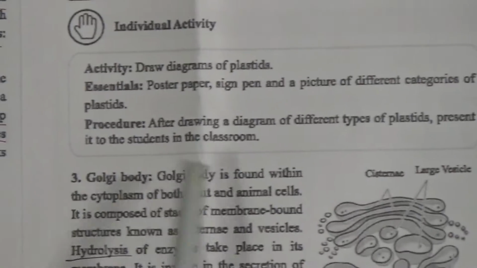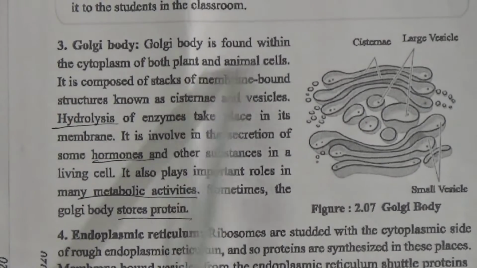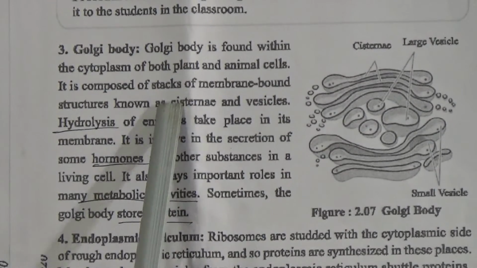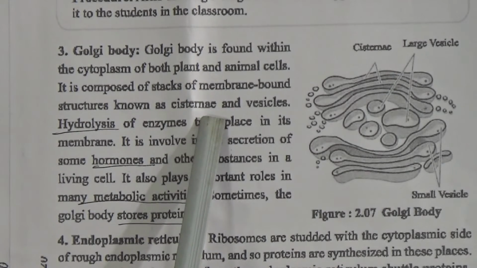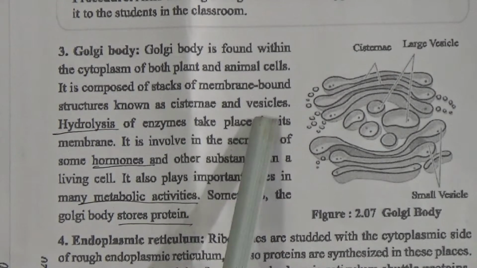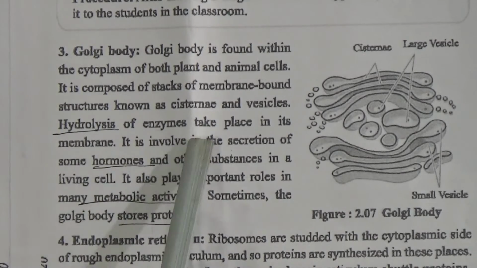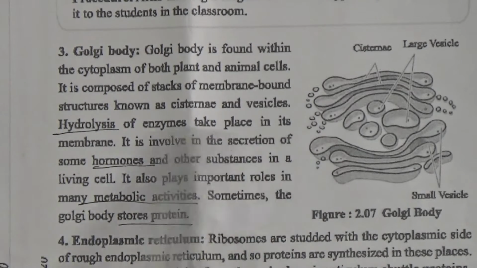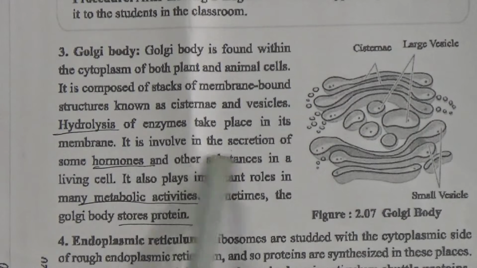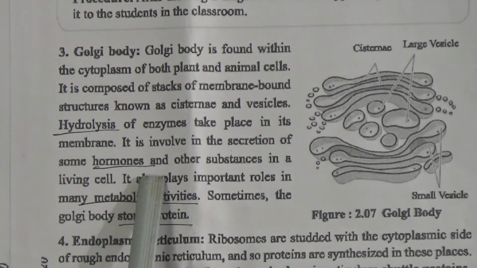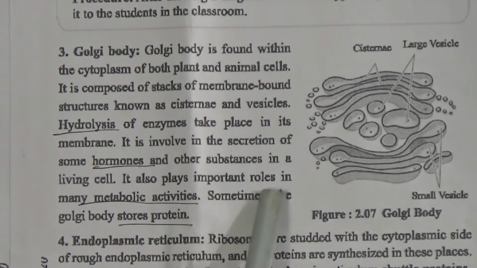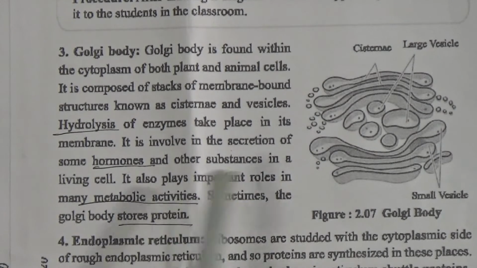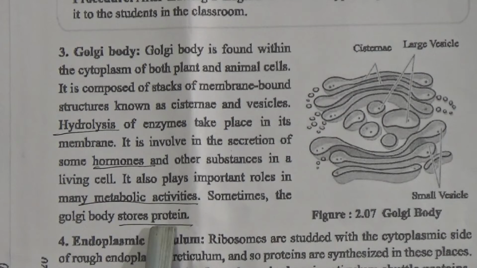Now Golgi body. Golgi body is found within the cytoplasm of both plant and animal cells. It is composed of stacks of membrane-bound structures known as cisternae and vesicles. Hydrolysis of enzymes takes place in its membrane. It is involved in the secretion of some hormones and other substances in a living cell. It also plays an important role in many metabolic activities. Sometimes the Golgi body stores protein.